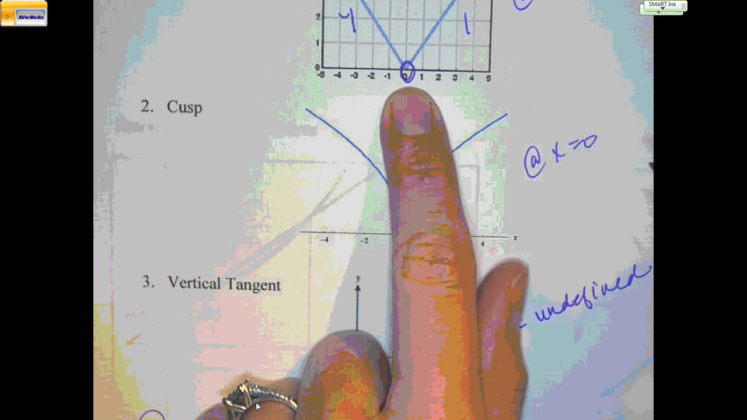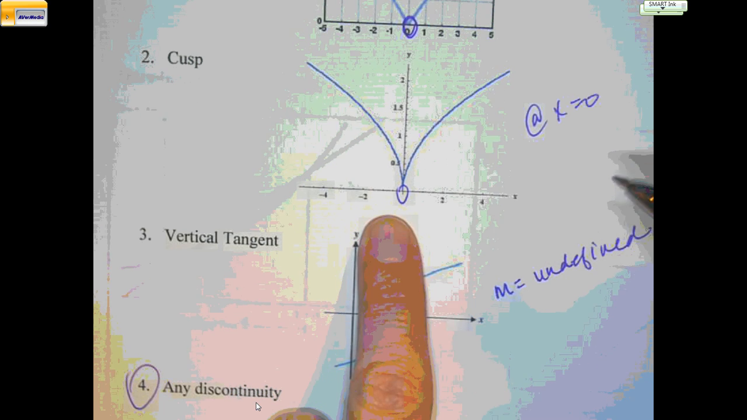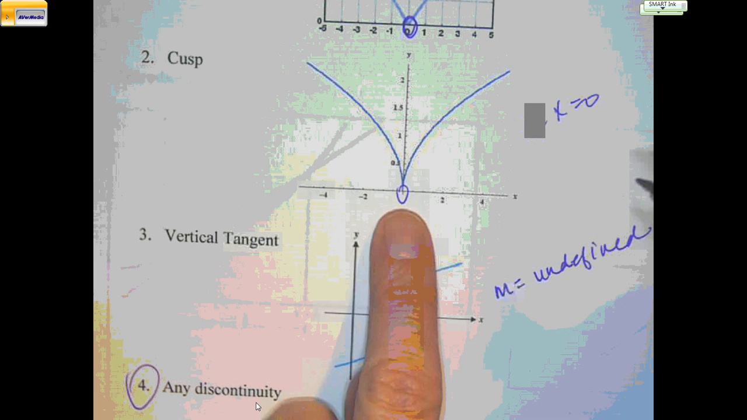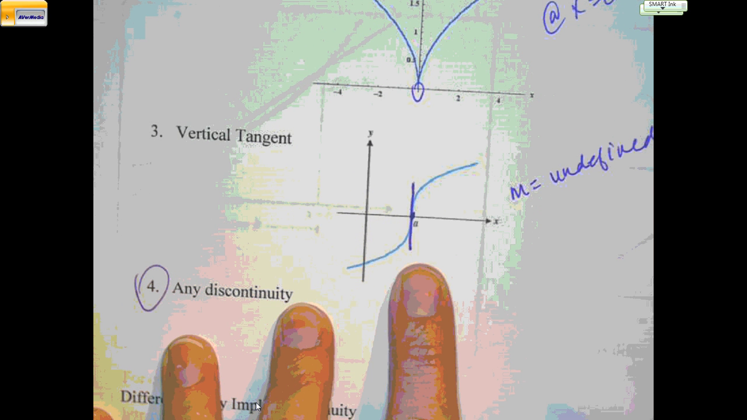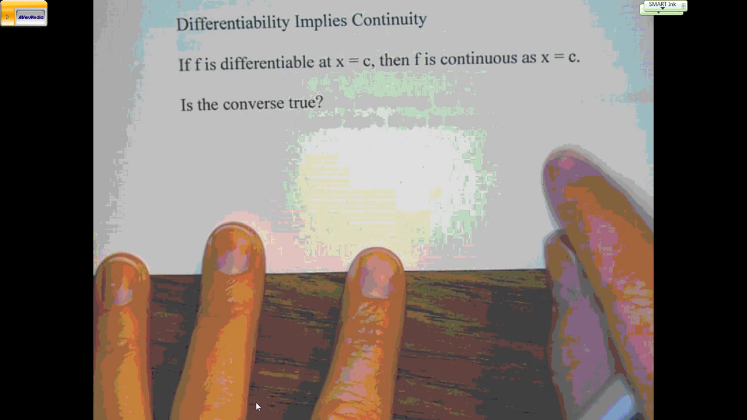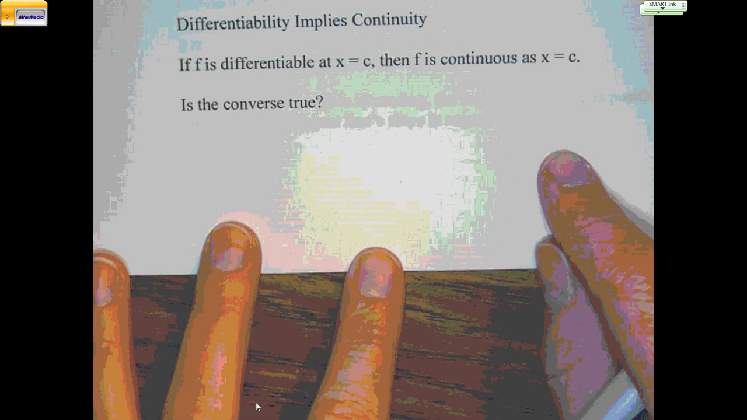Well, it's because I circled it. And same for a cusp. This guy right here, continuous all the way through, but right at A, we don't have a derivative. It's going to be an undefined slope. So the converse of this is not true. Make sure you know that. And that may show up sometime.